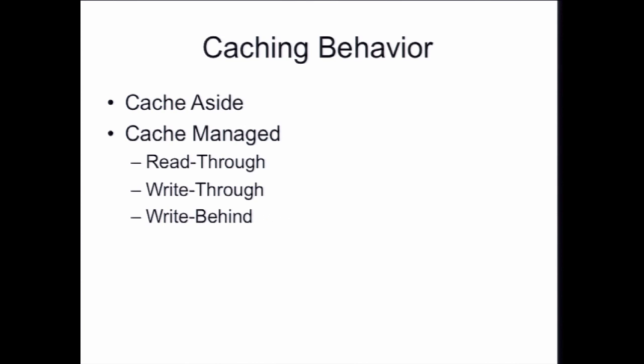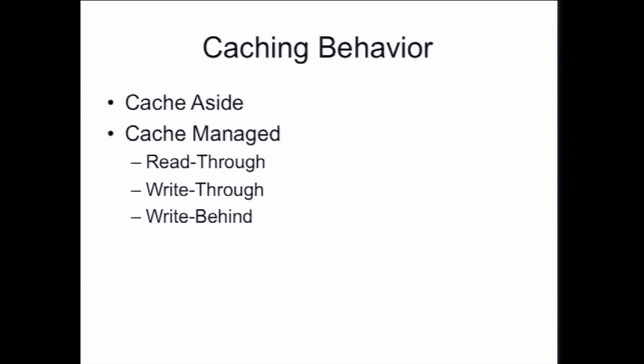So in terms of caching behavior, we see cache aside and cache managed. Cache aside means the cache and the database are separated, and you manage that. The developer will be talking to both of them. So the code will be going to the cache first. If the entry is there, we'll be using it. Otherwise, it will go to the database, fetch the data, and put it into the cache, so that next time you can read from the cache.